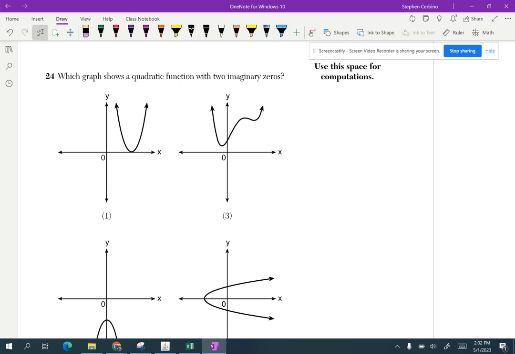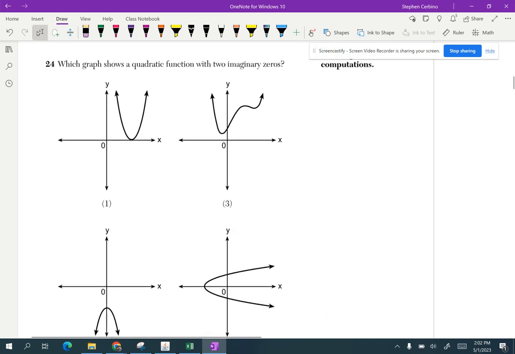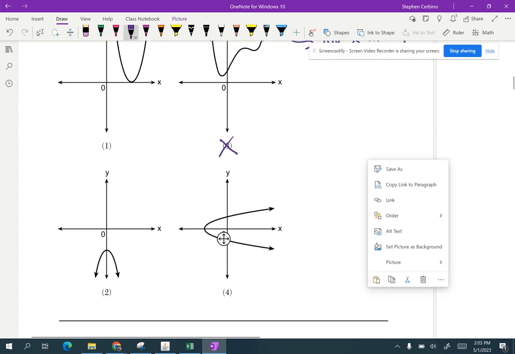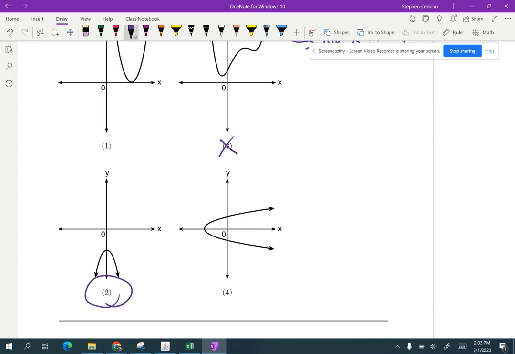Last question for part 1. It tells us that we have a quadratic function, meaning it is a parabola. Right away, it can't be choice 3. That is not a parabola. And it wants us to have two imaginary solutions. Imaginary zeros are going to be no x-intercepts. Well, the only graph that's a parabola with no x-intercepts is choice 2.